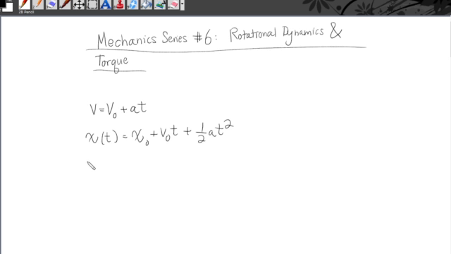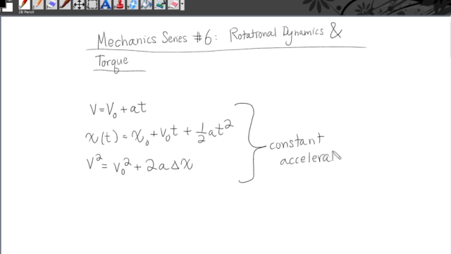And lastly, we have that the velocity squared is equal to the initial velocity squared plus 2 times the acceleration times the displacement. And keep in mind these only work if your acceleration is constant, and if it is not, then you have to resort to calculus. Okay, so these are for linear motion, in other words, translational motion.